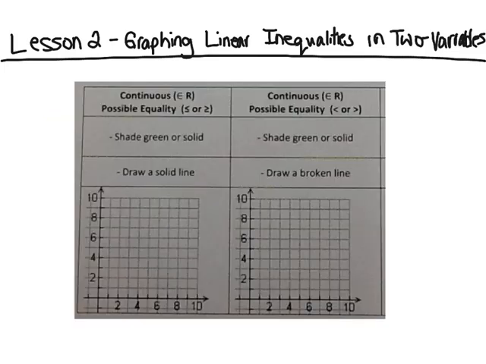Okay, for the chart under all of your definitions, it says graphing linear inequality. So if you have a continuous function, so continuous means element of the real numbers, and it's greater than or equal to or less than or equal to, remember that little line underneath, you're going to shade with green and you're going to draw a solid line. So if you had a line going through, it would be solid and you would shade the underneath green.